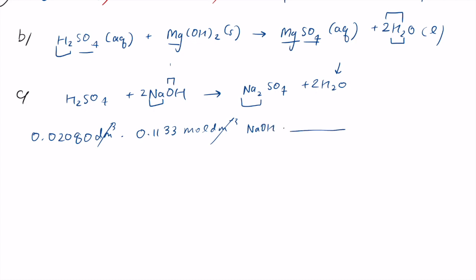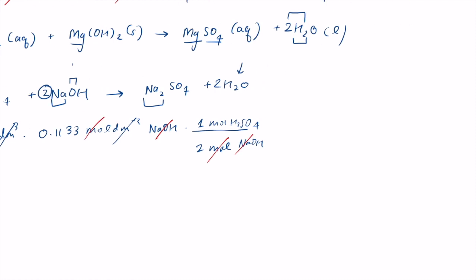So we need to do our handy mole bridge. So this is 2 moles NaOH, right? There's a 2 coefficient here. And then we also have a 1 coefficient here in front of the H2SO4. And so if we cancel out, NaOH can go bye-bye here and here, and we're left with moles H2SO4. And then this will give us 1.178 times 10 to the negative 3 moles H2SO4 in excess. Okay?